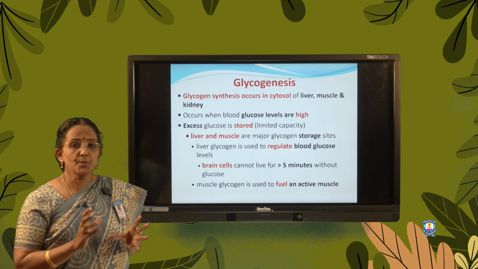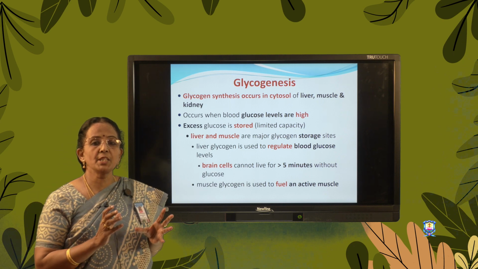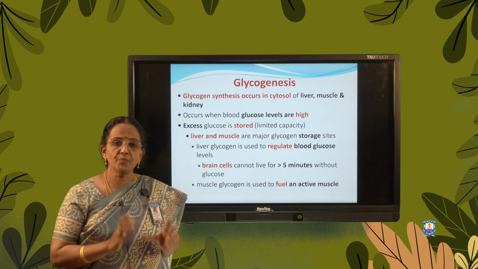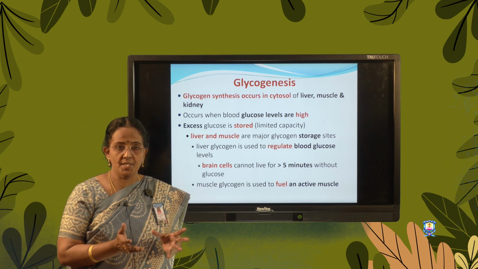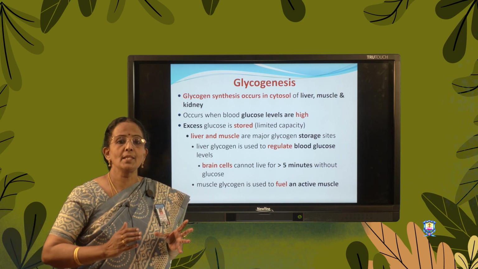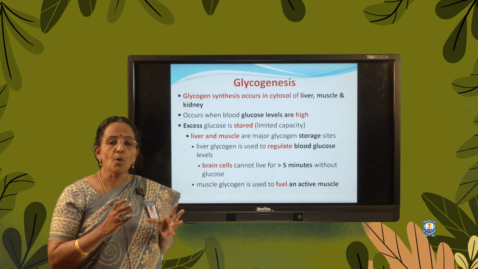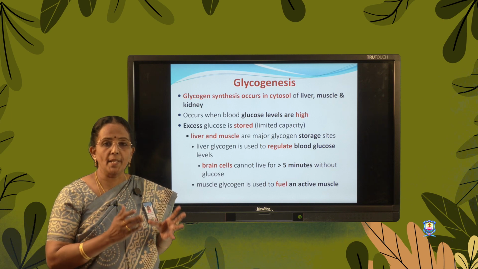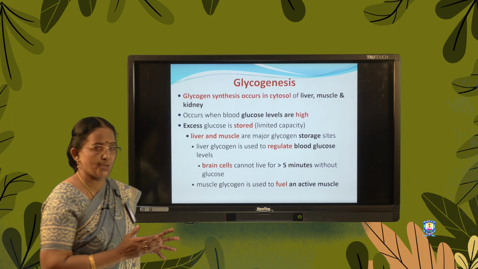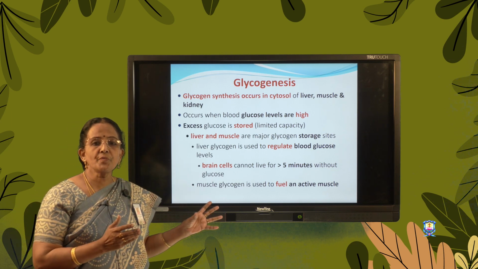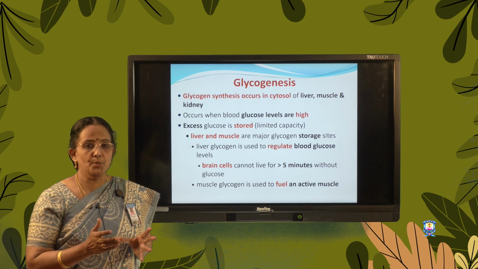When does glycogenesis actually take place? It takes place when the blood glucose level is high. So after the fed condition, after a heavy breakfast or lunch, when the glucose level rises in the blood, insulin comes into action and stores all the excess glucose in the form of glycogen in the liver and the muscle tissue. And what is the function of the glycogen in the liver? To maintain the blood glucose level.